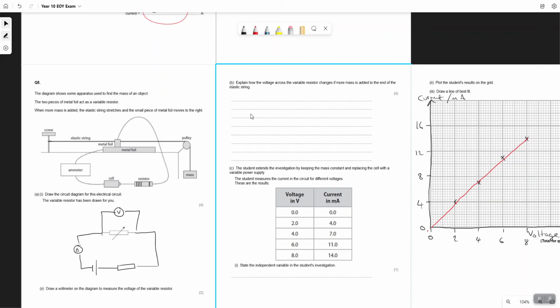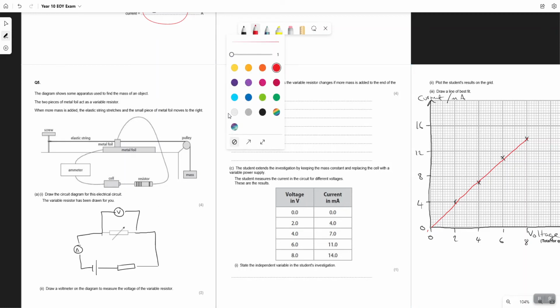Explain how the voltage across the variable resistor changes if more mass is added to the end of the elastic string. Right, okay, so let's just have a little diagram as to what's going to happen. If we add more mass, this thing gets pulled that way, and so our metal foil is going to move, say, to here.